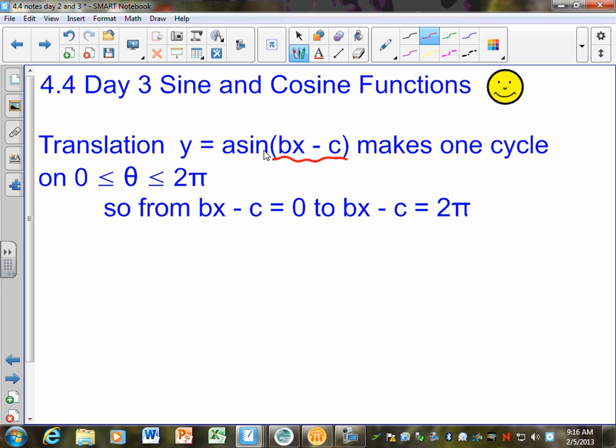So I just want to do a little algebra here. If I wanted to solve this for x, do you agree I could add c over here? And that would be the same as saying bx equals c. And then I could divide by b, and I would get that x equals c over b. Just doing a little algebra.